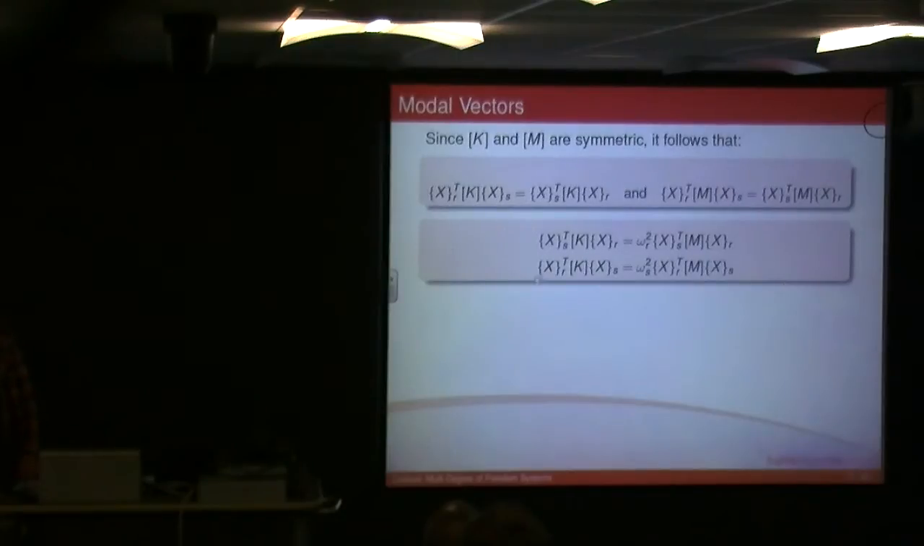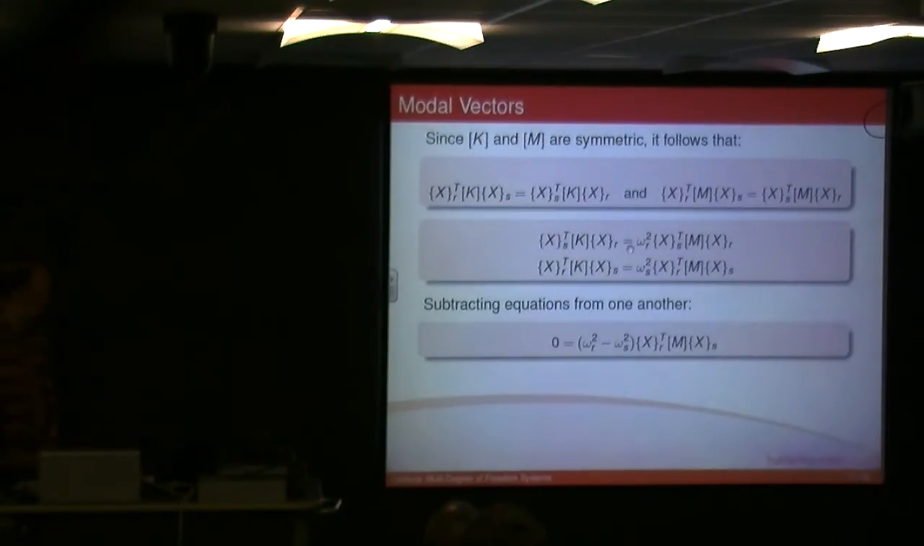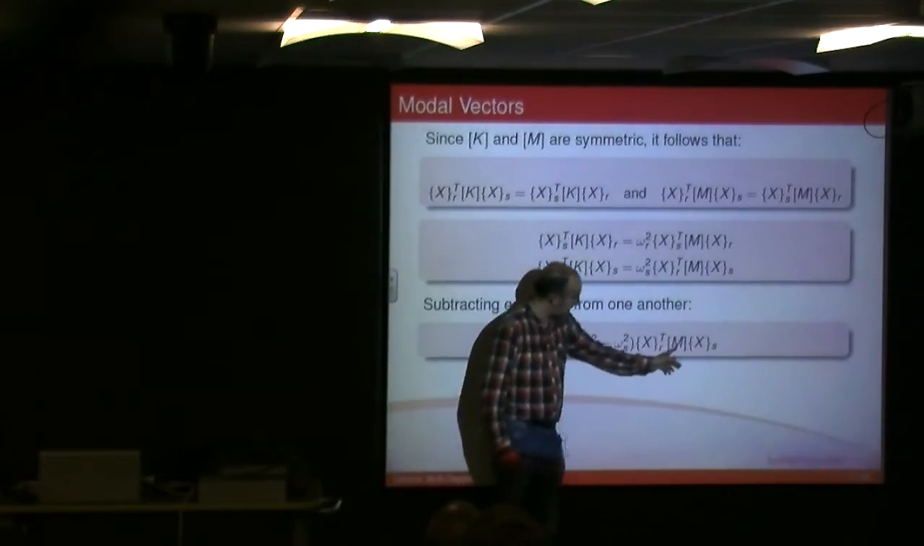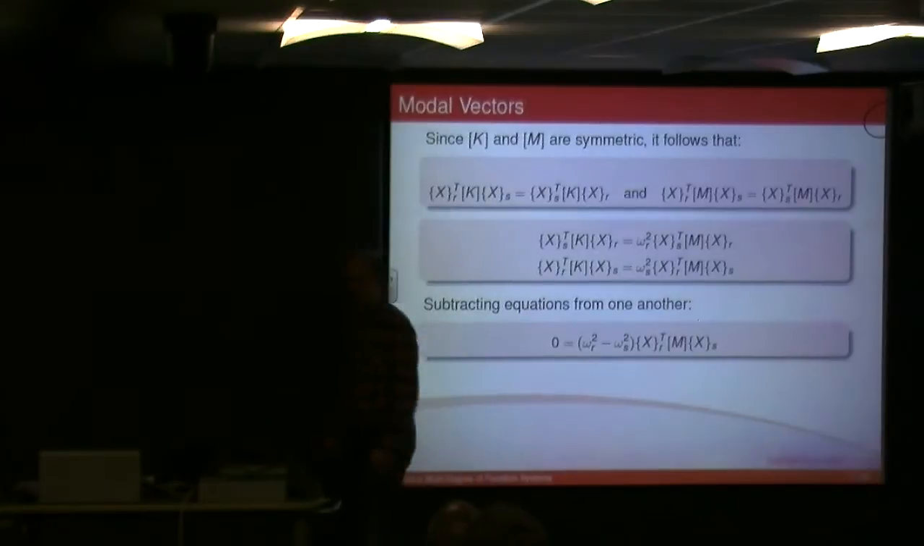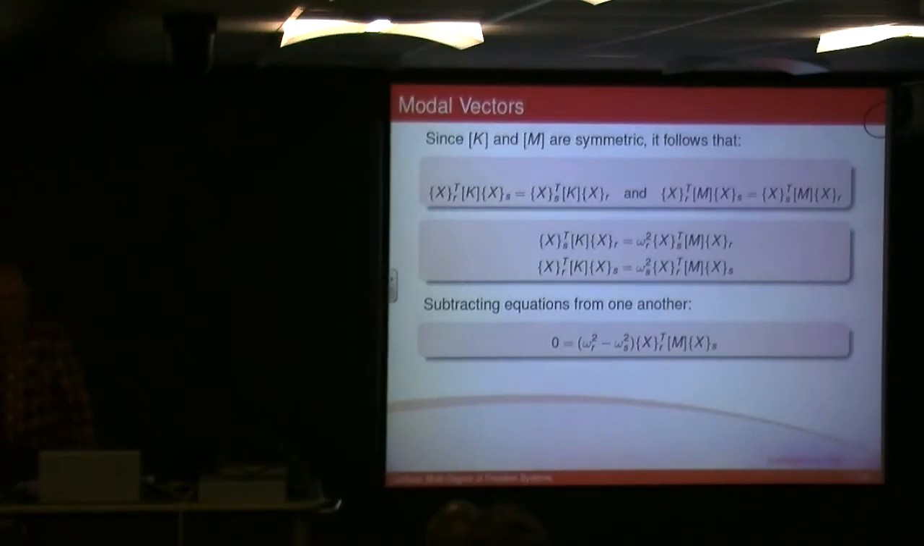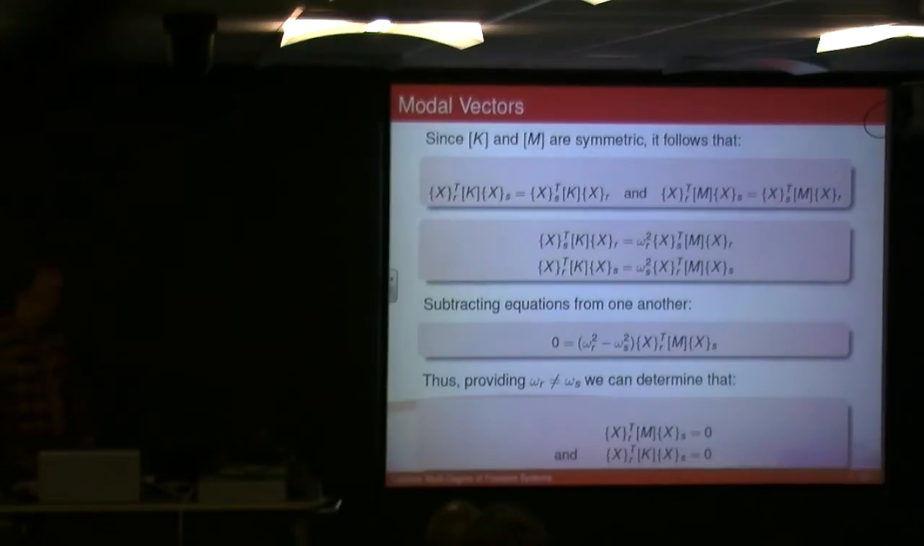Based upon this, we can see that these two are equal to each other, and based upon this, we can see that these two are equal to each other. If I subtract one equation from the other, assuming that omega r and omega s are not the same, then this must therefore be 0. One mode transposed times the mass matrix times another mode will equal 0.